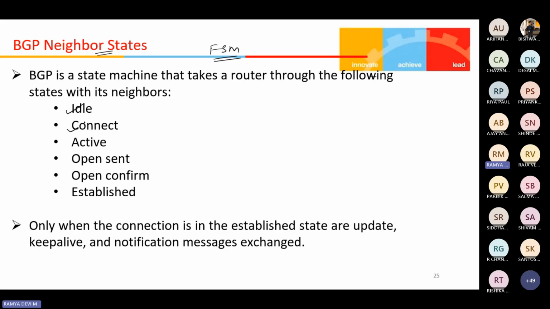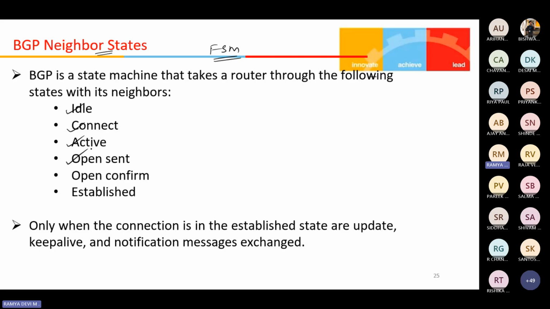The next one is connect. The TCP connection to the neighbor will be initiated. If the connection succeeds, it will move to the next state. The third one is active. In active, the router is actively trying to establish a TCP connection with the neighbor. If the TCP connection succeeds, it moves to the next step, that is open.